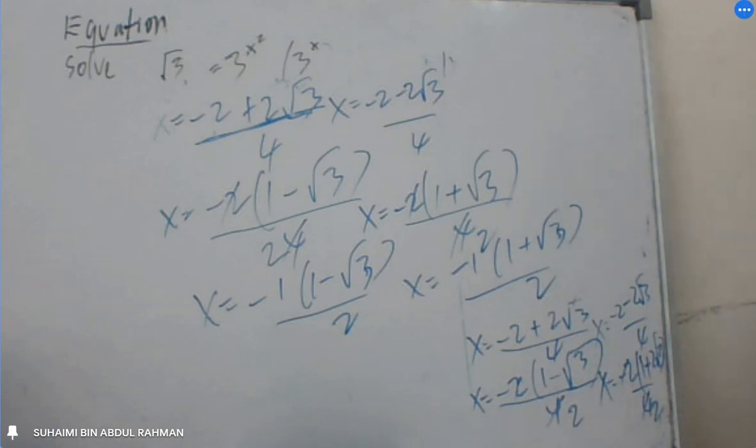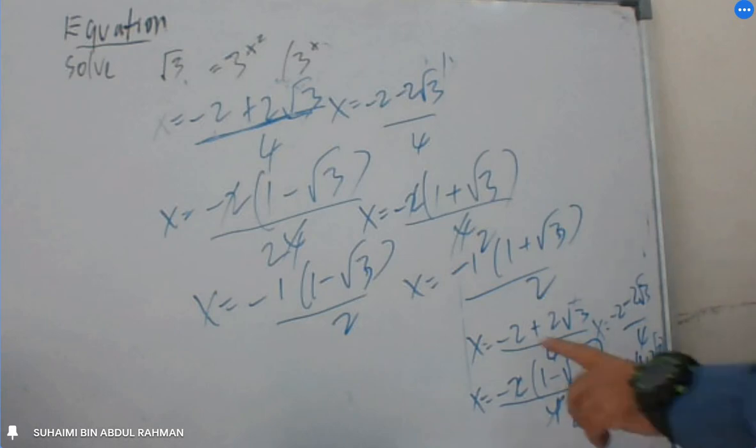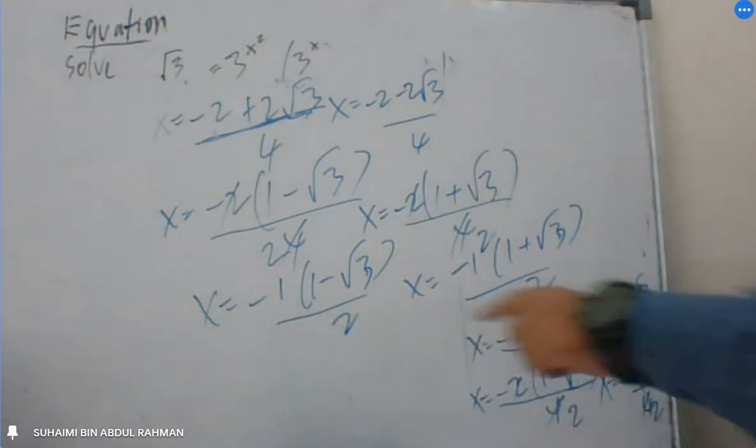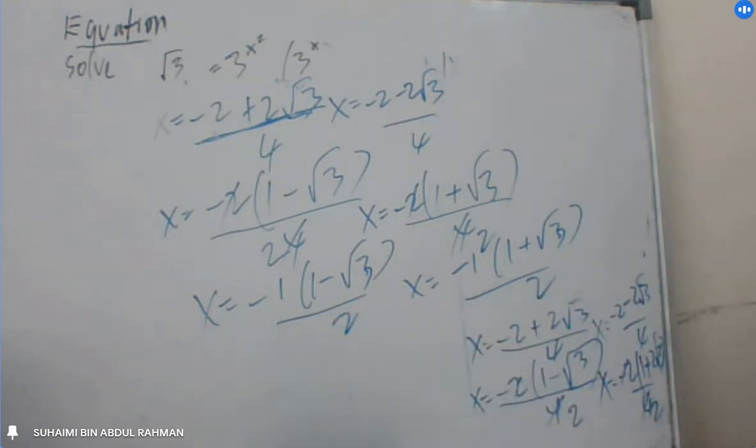Either real and same, or real and different. Real, different, like this. Or maybe real same, you can get that as well. Or another one, no real, complex.